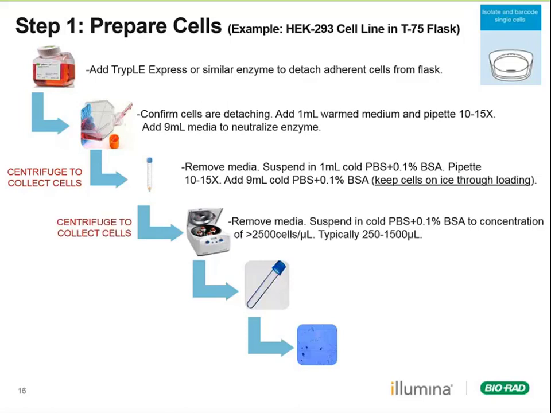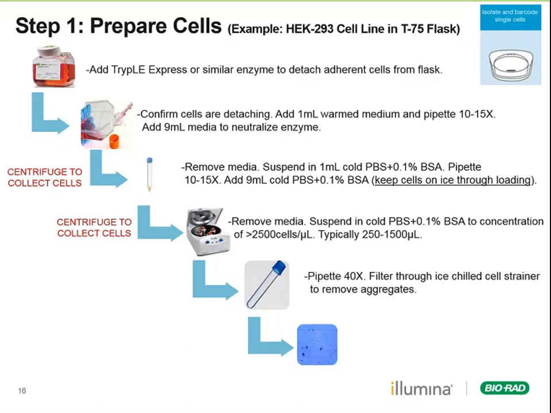This is kind of like a wash step, so we're going to spin it down, remove the supernatant, and keep the cell pellet. Now we're going to resuspend it in cold PBS, and we want to achieve a concentration above 2,500 cells per microliter, which you can calculate when you are counting your cells on the flask previously. Typically, to get to here, you'll need to resuspend in 250 to 1,500 microliters.